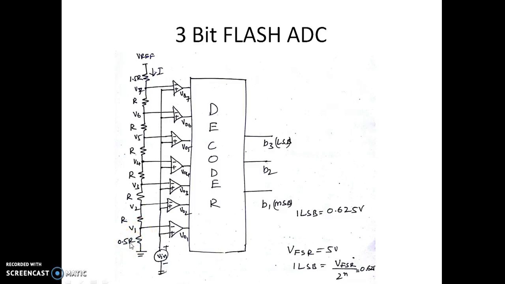Starting at the bottommost as 0.5 R, each voltage, that is V1, V2, V3, is separated by 1 LSB. At the topmost we have 1.5 R. Since we are assuming a reference voltage of 5 volts, and the number of bits is 3, 1 LSB corresponds to 0.625 volts, that is 625 millivolts.